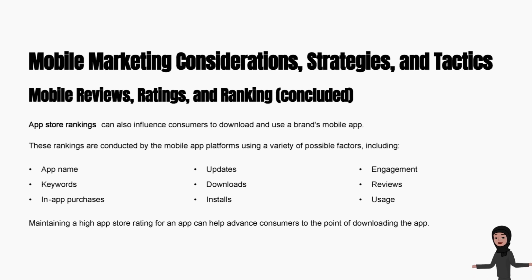To conclude the discussion of reviews, ratings, and ranking, this slide explains that App Store rankings can also influence downloads. Consumers are more likely to notice apps that appear higher in search results, category lists, or recommendation sections. App Store platforms may use many factors to determine rankings. These can include the app name, keywords, in-app purchases, updates, downloads, installs, engagement, reviews, and usage. This means rankings are shaped by both how the app is presented and how consumers interact with it.